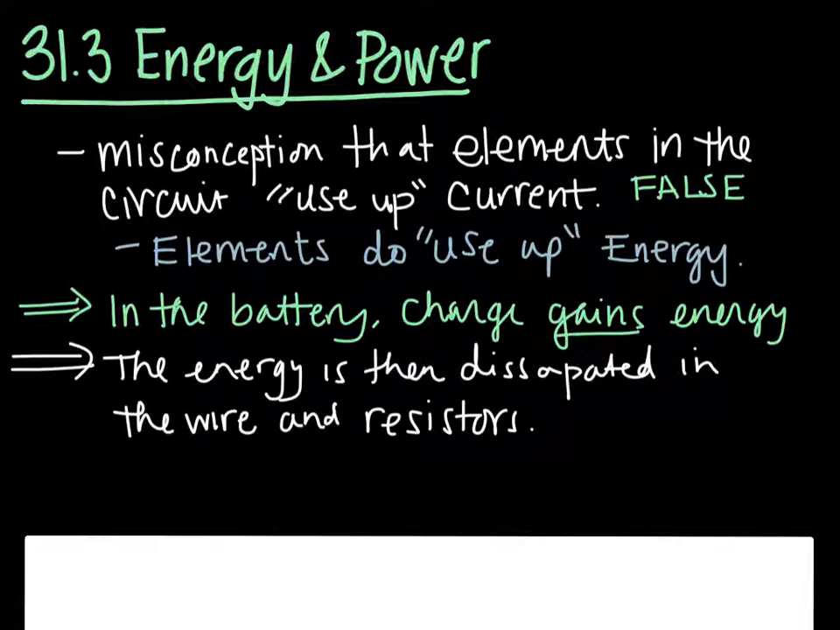As current goes through, or charge goes through the battery, it does gain energy. It goes to a higher potential, so it's getting more potential energy at the positive terminal. And through a resistor, the energy is dissipated. So this kind of goes hand in hand with what we just learned about Kirchhoff's loop law.